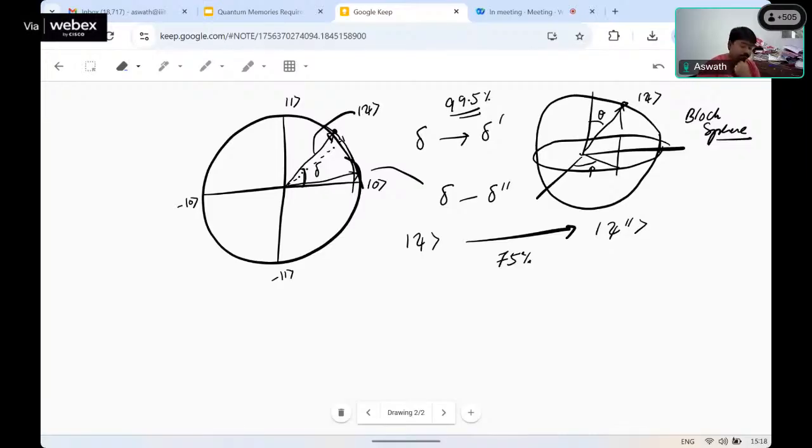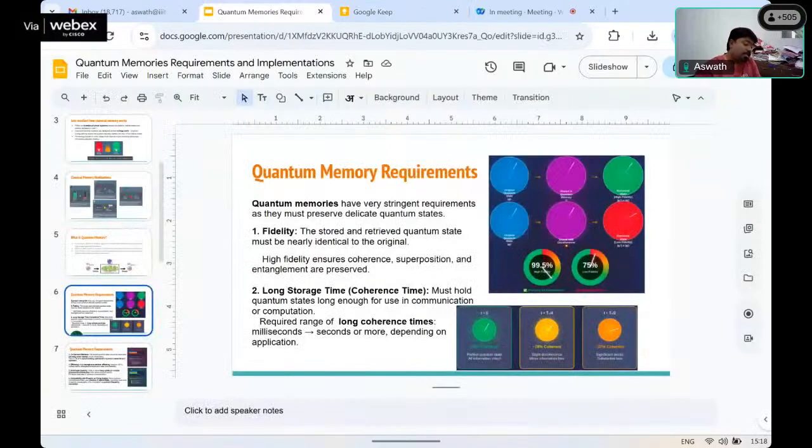Okay, right? So coming back to here, one of the requirements is that the memory should have very good fidelity. It should be able to store, that's for sure, but it should also be able to retrieve the same quantum state in the same identical form as what was given in the initial place. Okay, and the next one is long storage time, meaning long coherence time, which we just saw earlier.